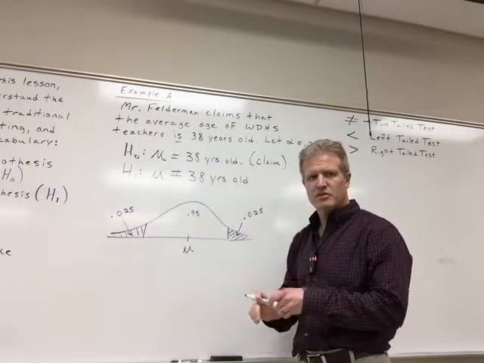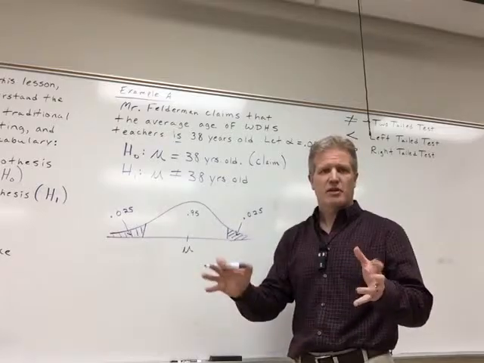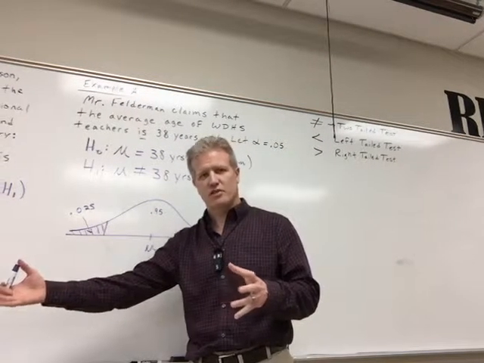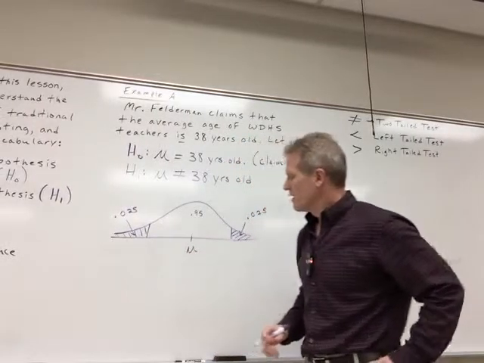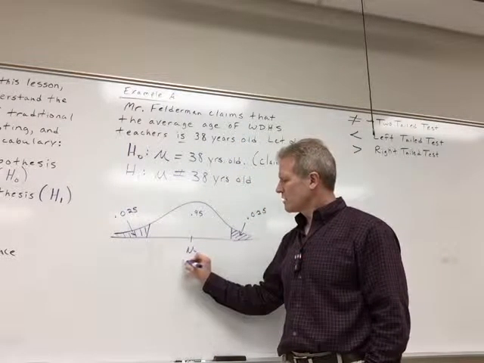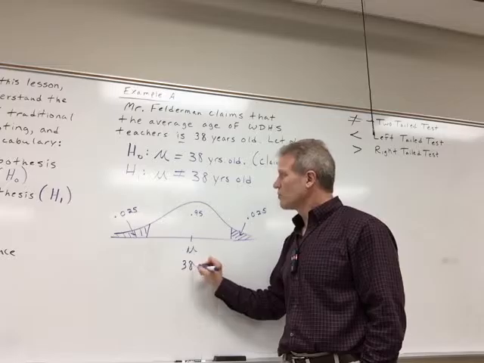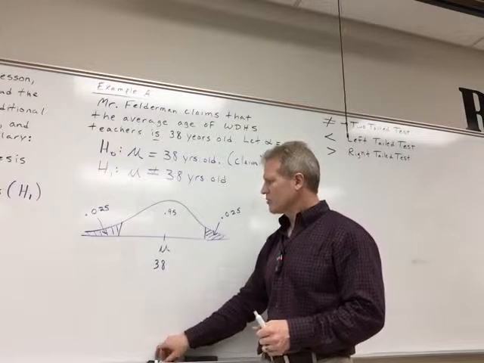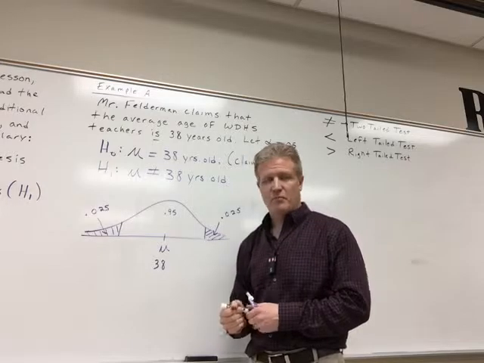The next thing that happens is you go out and you take a sample mean. So you go out and you talk to 30 teachers and you say, how old are you, how old are you, and you get all 30 of them and you average those together. Now, we're assuming that the average age is 38 years old, because we're assuming the null is true. Let's say that we get a sample mean that isn't 38, right?